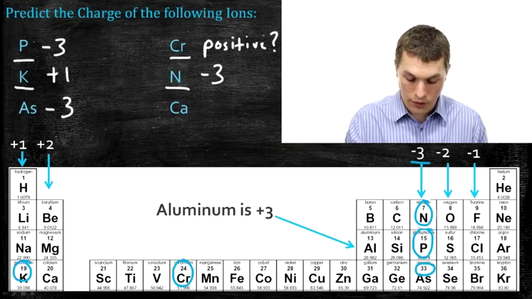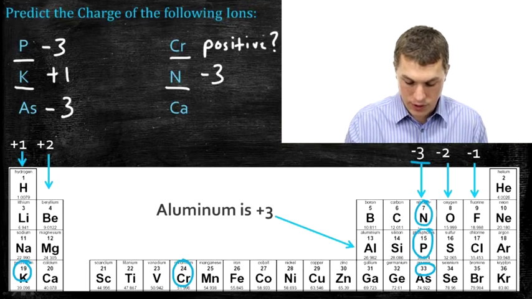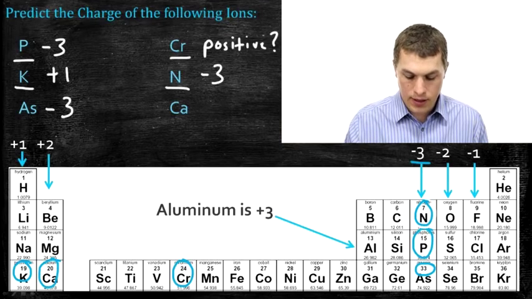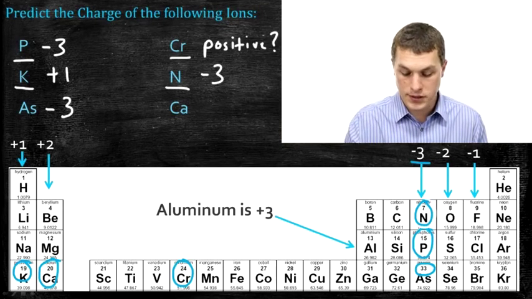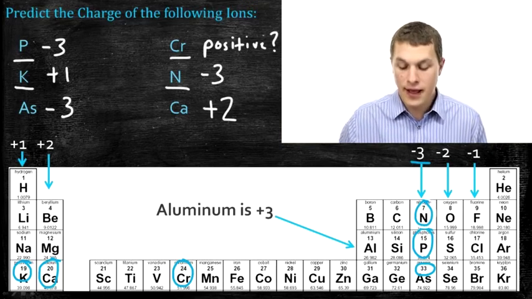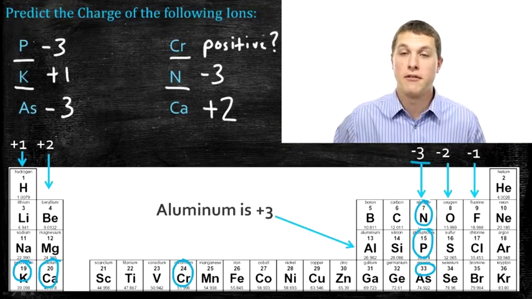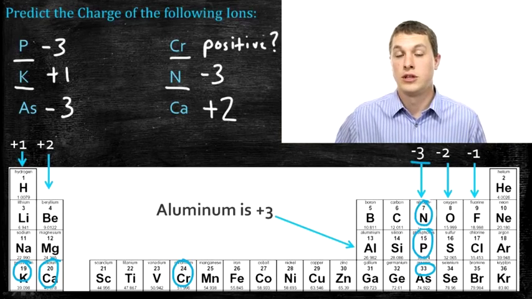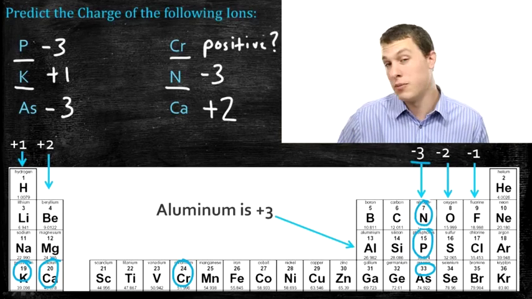All right, last element on our list, calcium. Where's calcium? Well, we can go find calcium. It turns out to be right here. And things in that column tend to form a +2 ion. So that's it. That's how we can use the position of an element on the periodic table to determine what its charge would be if it becomes an ion.